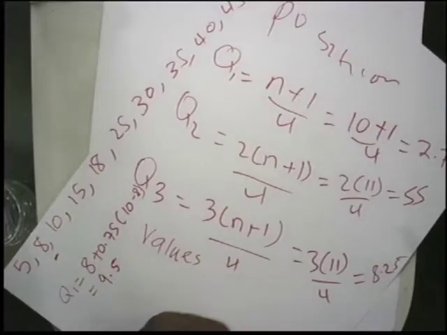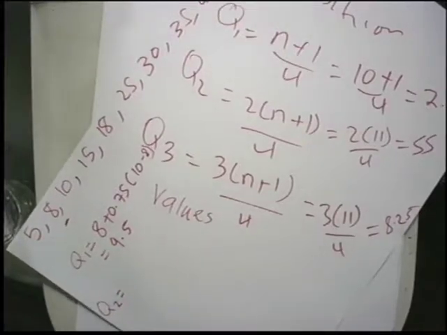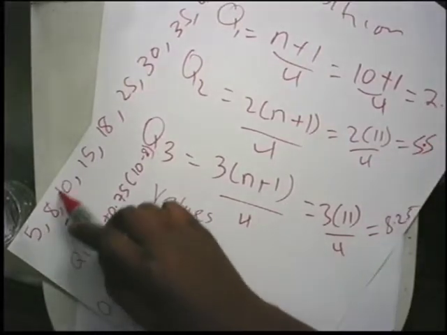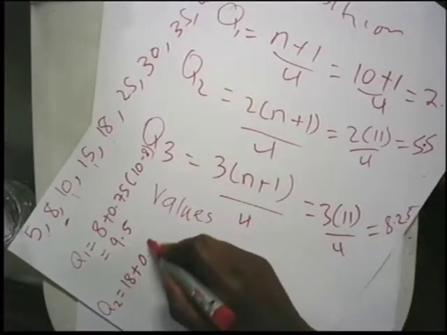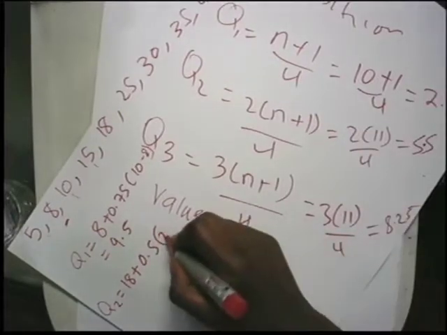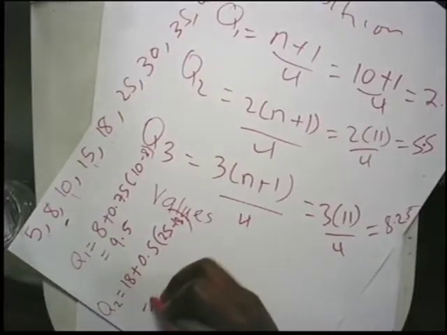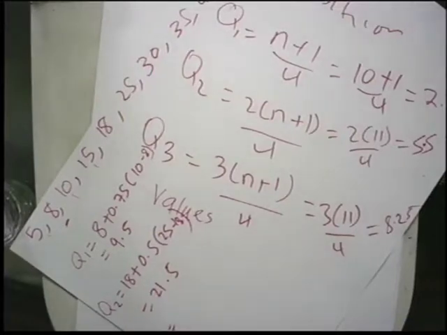Okay? I hope you can see where I'm writing. Q2. This is 5.5, right? The value on the fifth position, 1, 2, 3, 4, 5, is 18. The decimal part of our answer is 0.5. The value after 18 is 25, minus 18 itself. So 25 minus 18 is 7, times 0.5 is 3.5, plus 18. Our answer is 21.5.